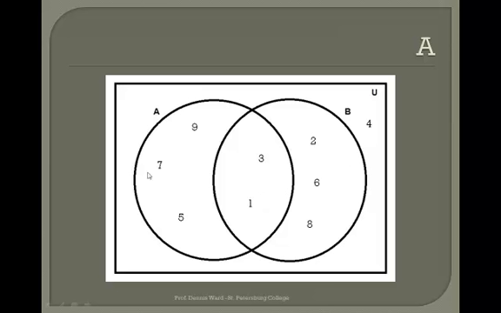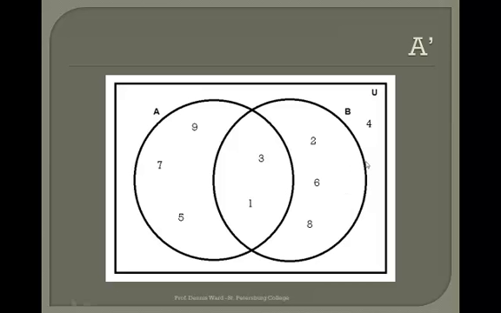I only really care what's in this A circle. I really don't care about B, how it interacts with A at all. So I'm just interested in the items that are in A. So that's these ones I've highlighted in red, 1, 3, 9, 7, and 5. Now again, typically you're going to list these in order, but there's not really any reason why you have to.